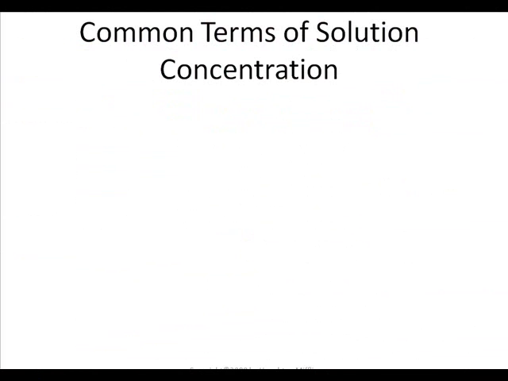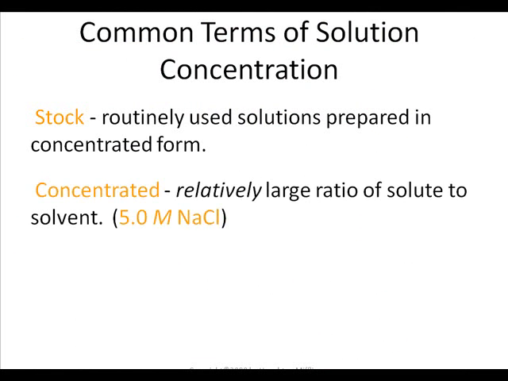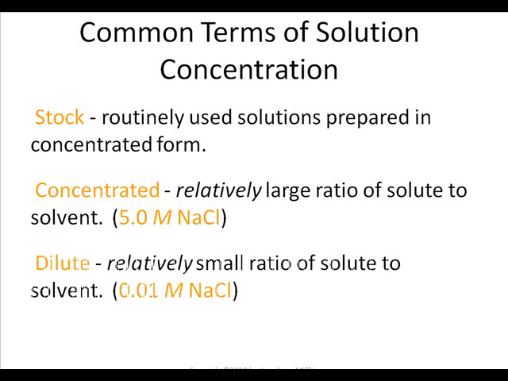Here are some initial common terms. Again, this will probably be a review from part one for many of you. A stock solution is the one that is prepared and is in a concentrated form. We then have the phrase of a concentration is a large ratio of solute to solvent. And what that simply means is we have a large amount of solute, that powder, versus the amount of solvent. For example, a 5.0 molar NaCl solution is considered very concentrated.